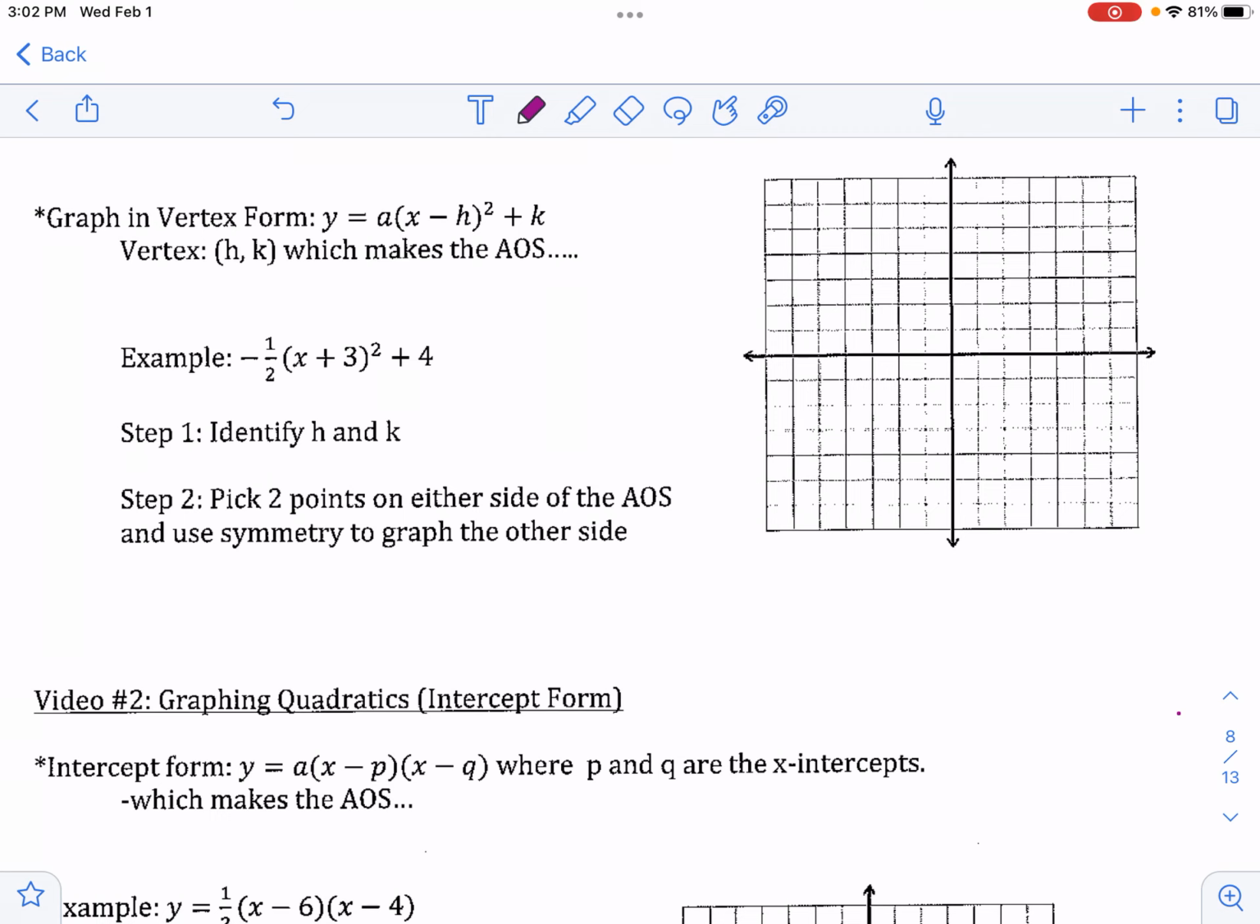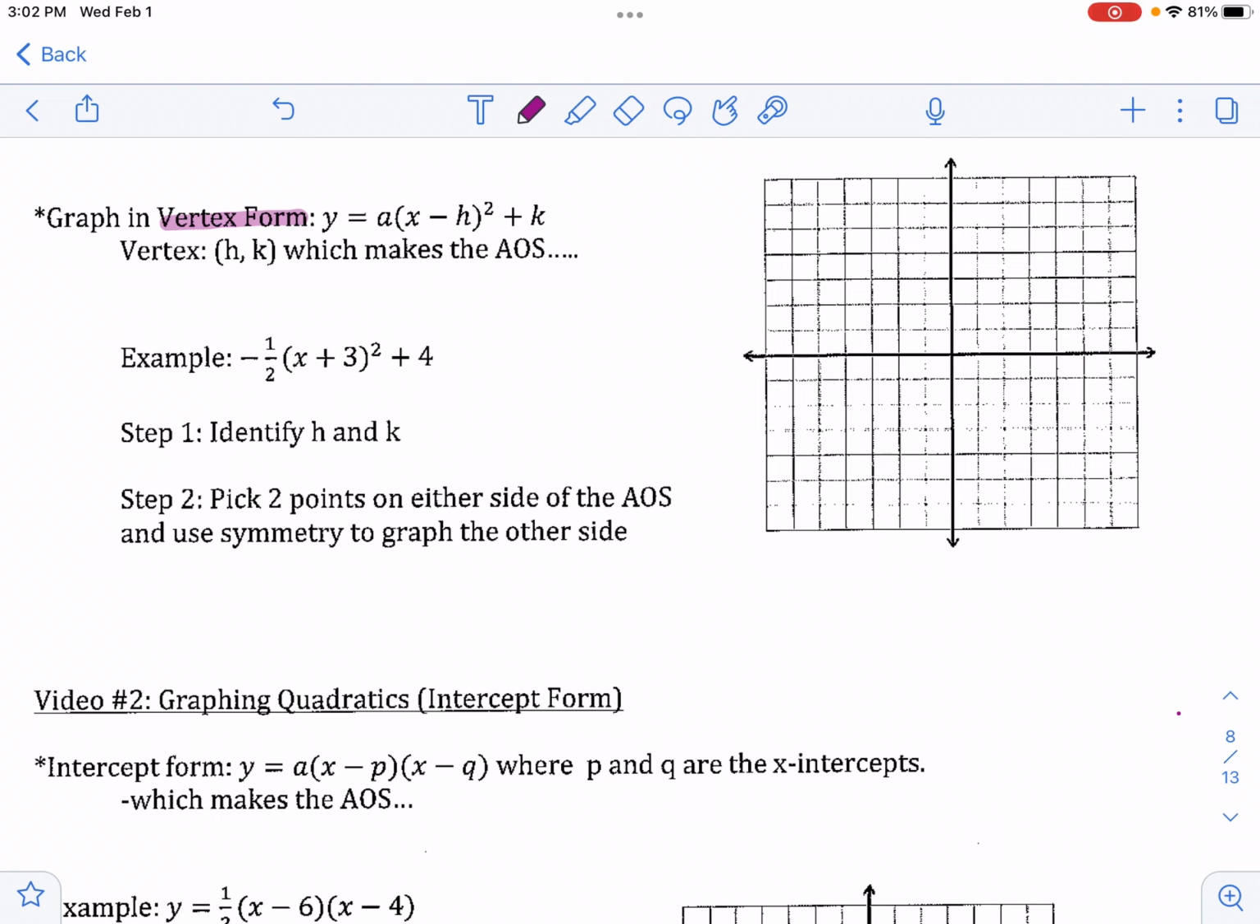All right, so if you take a look at this next example, we can take a look at graphs in the vertex form, where y equals a times x minus h squared plus k. So it's a different way to write our quadratic formula. This is going to be just a different way to express that ax squared plus bx plus c.